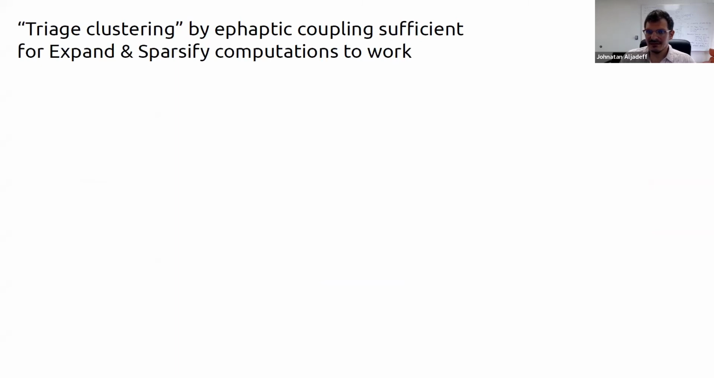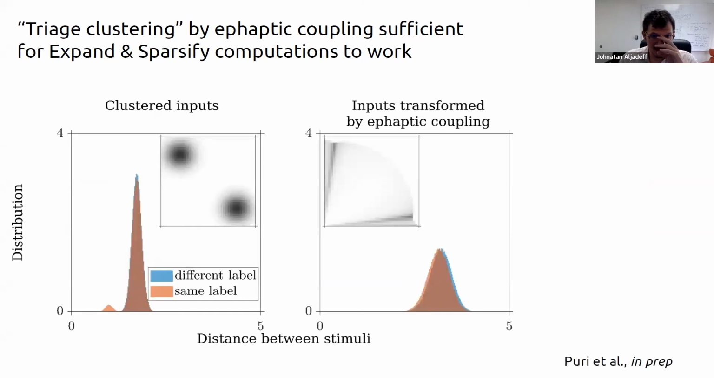Okay, so before I show you the results, we need to make a sanity check, or I need to prove to you that I'm not cheating. So we compared the distance between stimuli that have the same label or different labels when the inputs are clustered. This is how this would look in 2 dimensions.